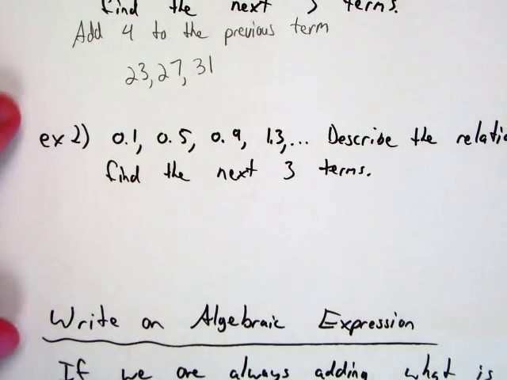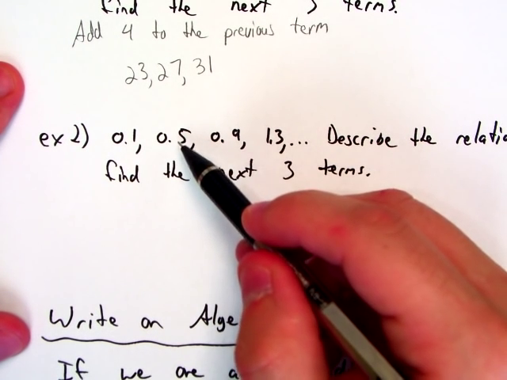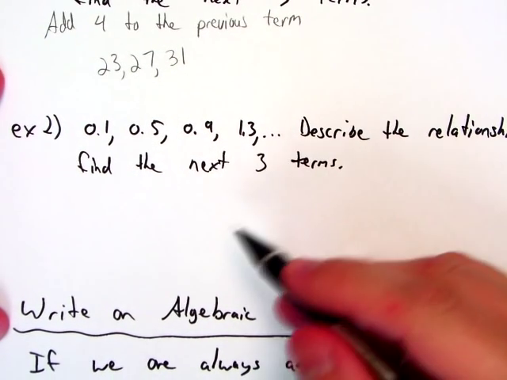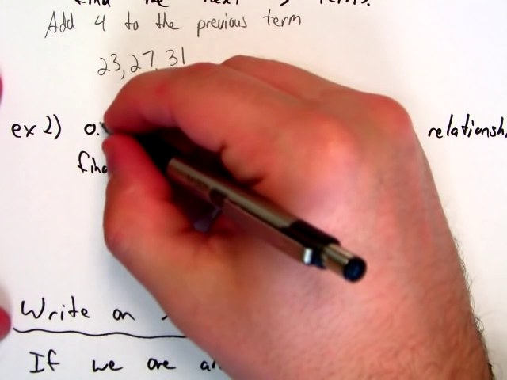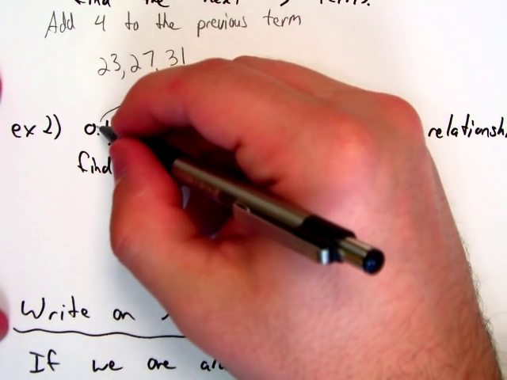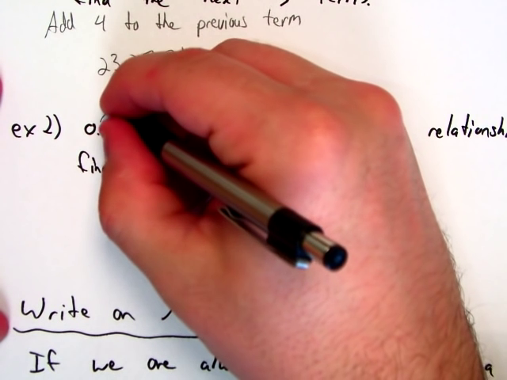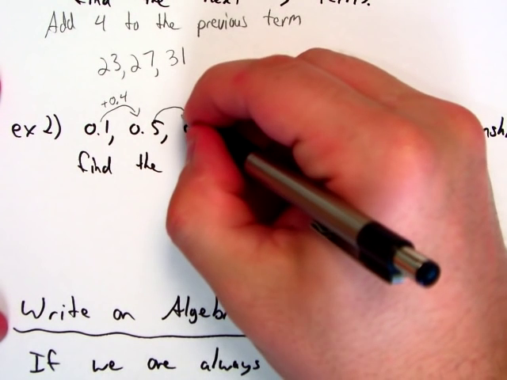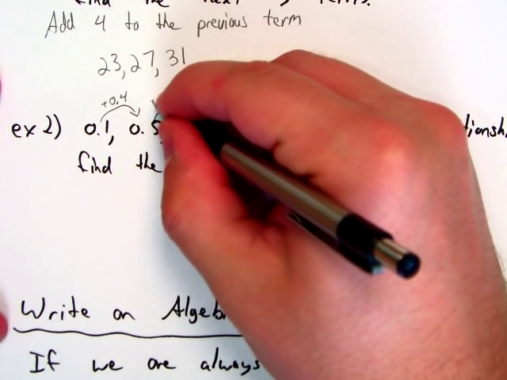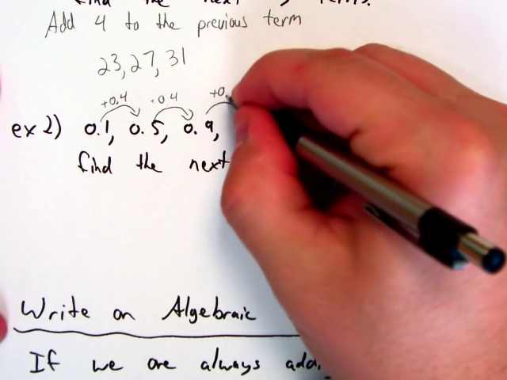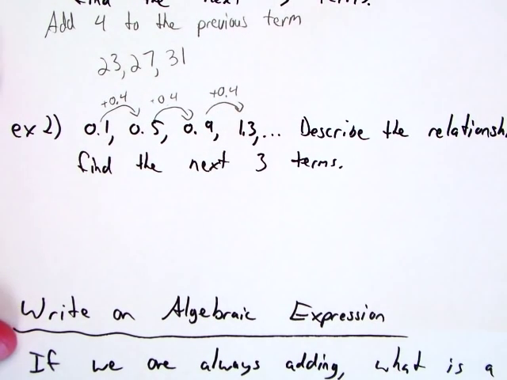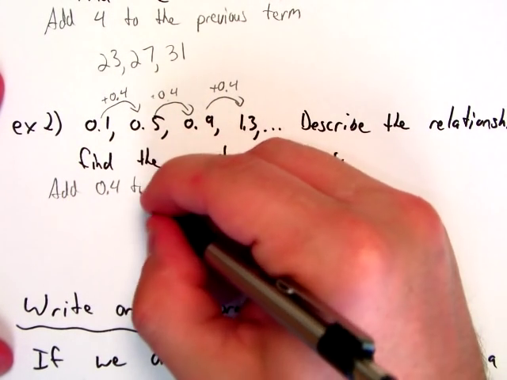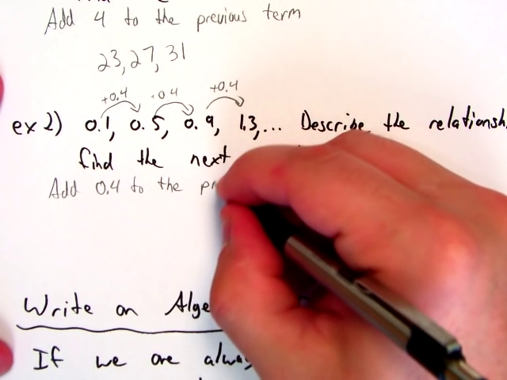Example 2. 0.1, 0.5, 0.9, 1.3. Describe the relationship, and again, then find the next 3 terms. Same process. From 0.1 to 0.5, we have to add 0.4. And that is going to be the case all the way through. So we add 0.4 to the previous term.